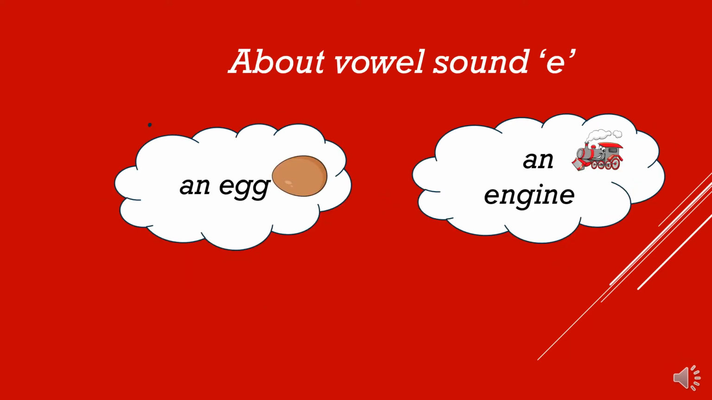Similarly, for vowel letter E, we have again more than one sound. Students, now you can see on the screen, in egg, we have sound A. And in engine, we have sound E. So we have more than one sound.